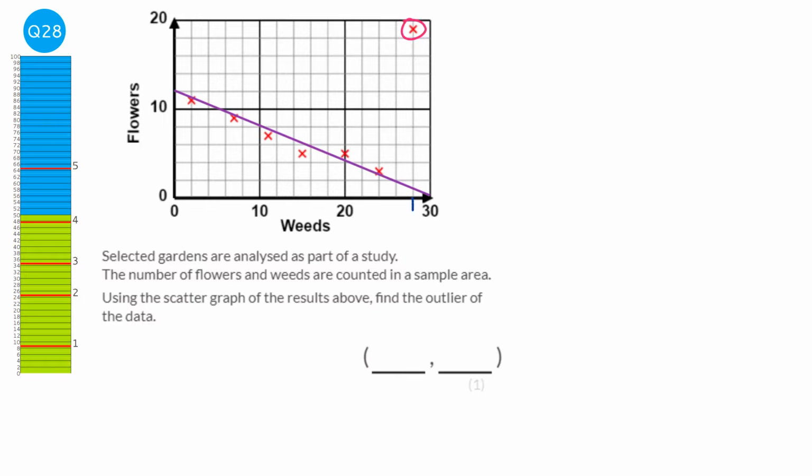So we know that these are going up in twos. So this will be 28, so the x coordinate will be 28. And this will be 19. So our coordinate will be 28, 19 for our outlier.